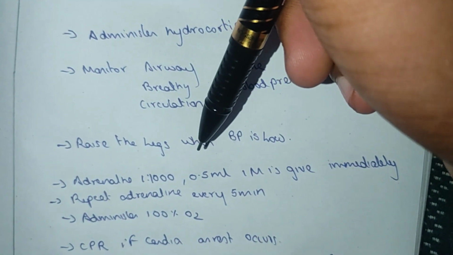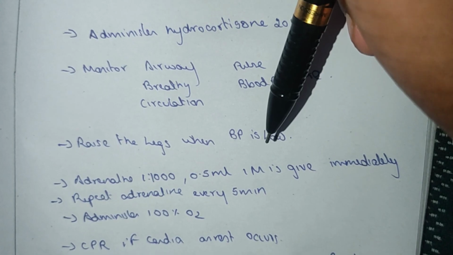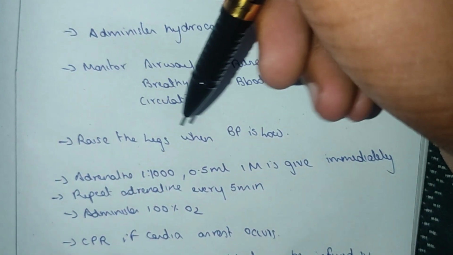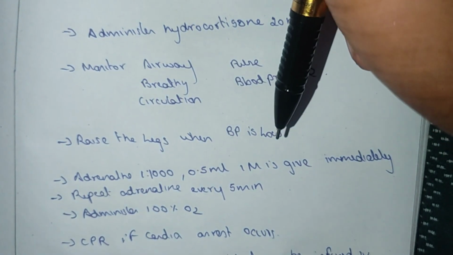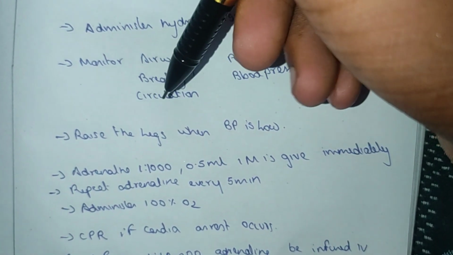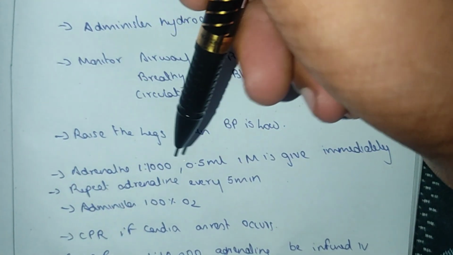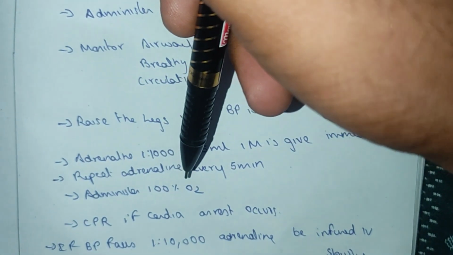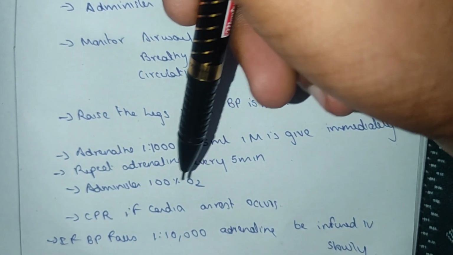Adrenaline 1:1000, 0.5 ml IM, intramuscular, is given immediately. When the BP is low, we should raise the legs. Repeat adrenaline every 5 minutes. Administer 100% O2.